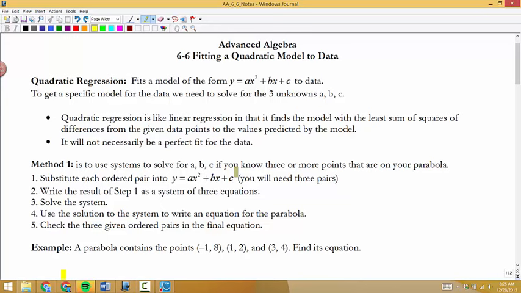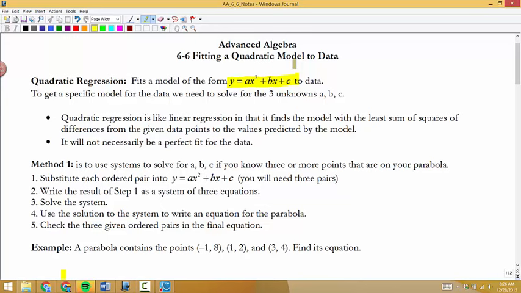Alright, these are the notes for section 6.6, fitting a quadratic model to data. You'll remember back in chapter 3 we did something very similar to this where we fit data to a linear model. Now that we're looking at quadratics, we're going to do the same process but with quadratics instead of lines. So when we say that we want to fit a model to that data, we're going to try to find an equation of this form, y equals ax squared plus bx plus c, to the data that we have.